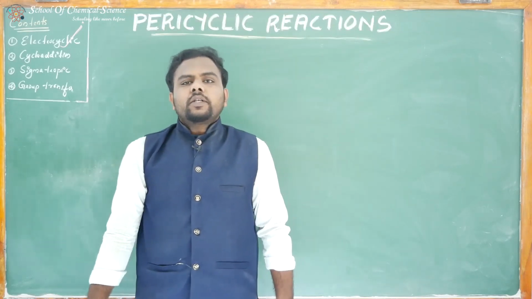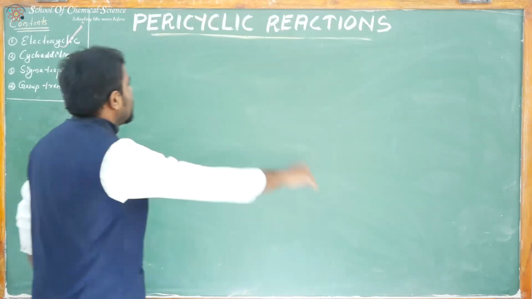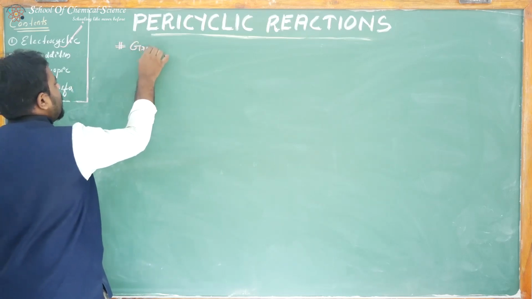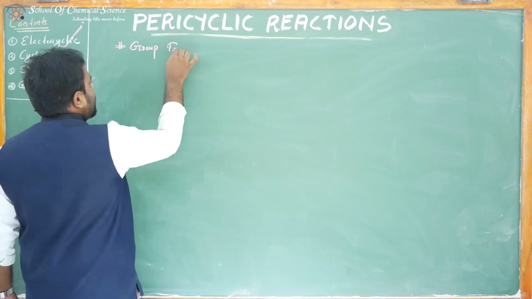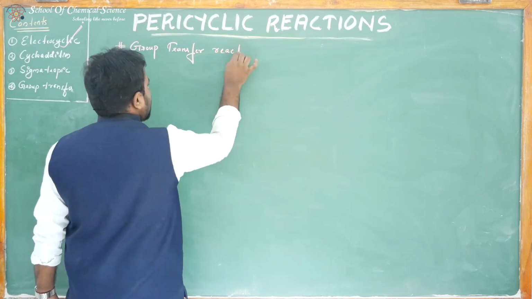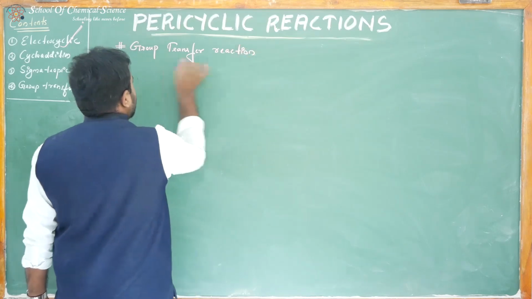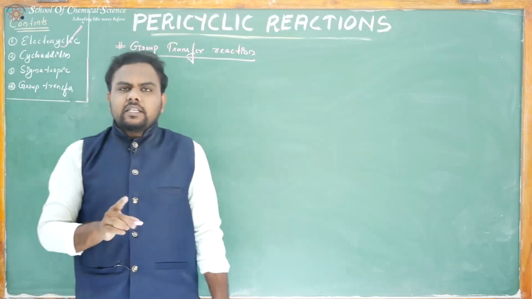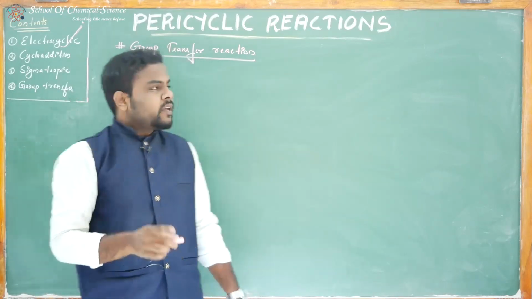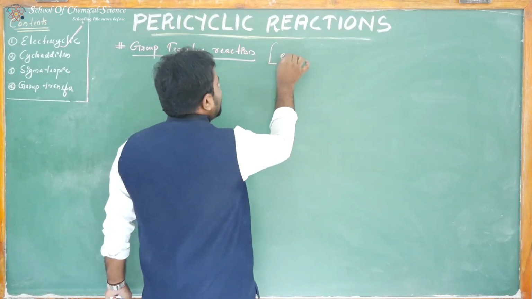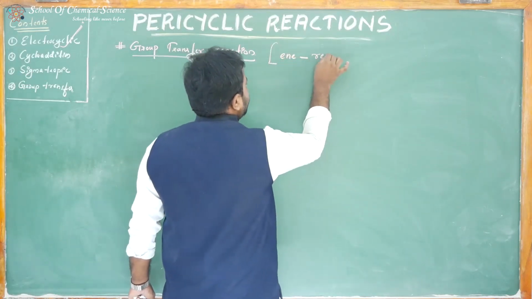Moving to the last topic of pericyclic reaction, group transfer reaction. That is the fourth type. The first reaction that we discussed is electrocyclic reaction, then cycloaddition, then sigmatropic. Fourth one, group transfer reaction or Ene reaction. Very important.